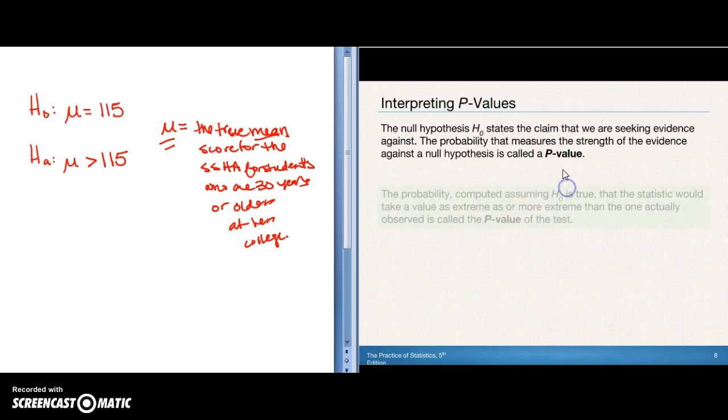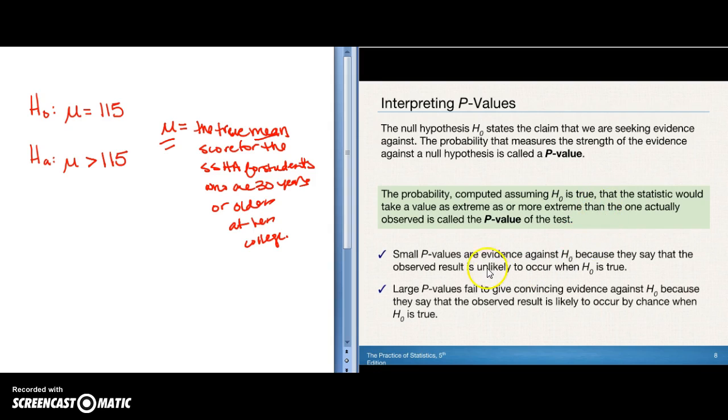Therefore, we have this result. Again, the probability computing, assuming the null is true, the statistic would take on a value extreme or more extreme than the one actually observed, is called the p-value. Small p-values are evidence against the null because they say that the observed result is unlikely to occur when the null is true. So again, it's sort of like when you go to court, if the person is innocent, all these facts are unlikely to be observed to be true if they're actually innocent.